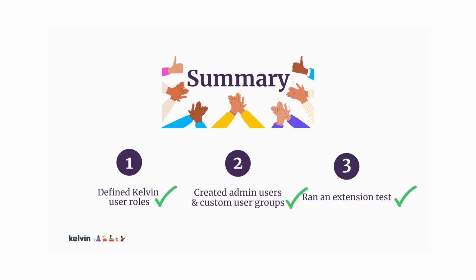Congratulations on completing Module 2. Today we defined Kelvin user roles, you learned how to create admin users and custom user groups, and you also ran an extension test.